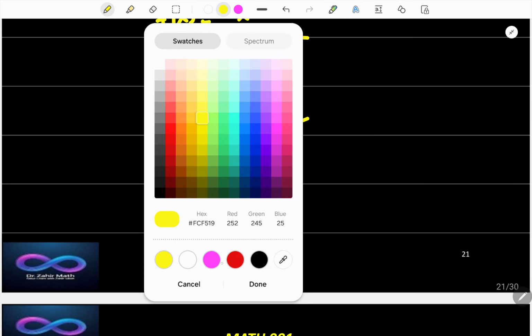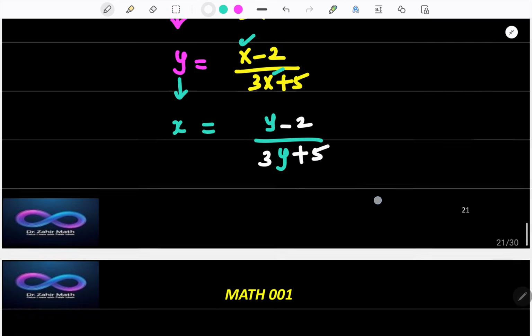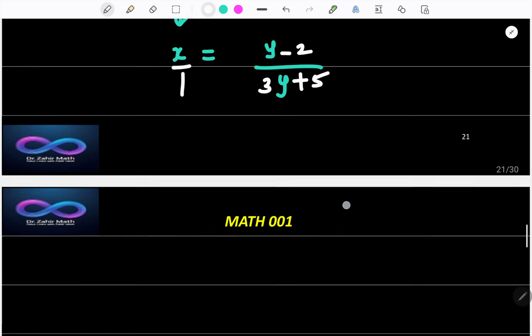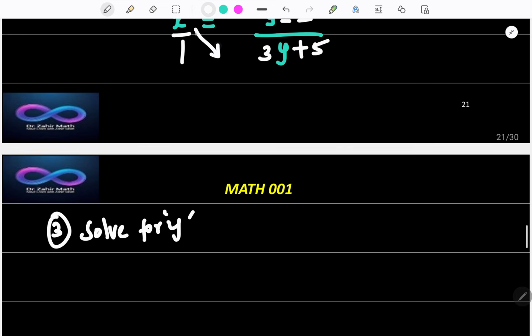Interchange. What is step number 2? Interchange y as x and x as what? y. What is that? Here it is x minus 2. Here it is 3y plus 5. Now I want to solve for y. So step number 3 is solve for y. y is in two places. So we are going to do what?